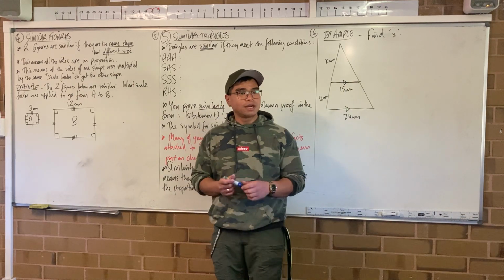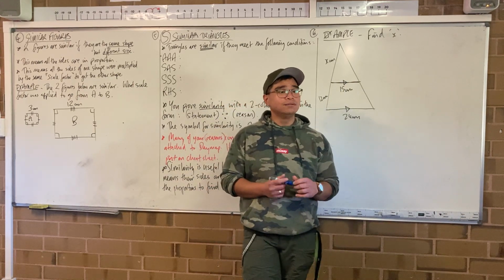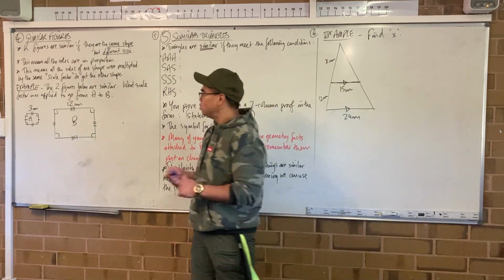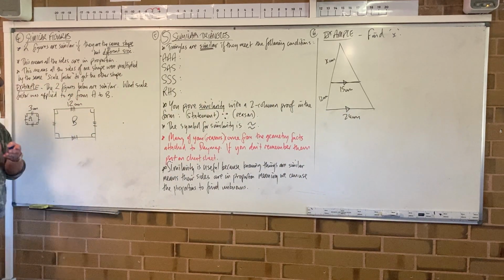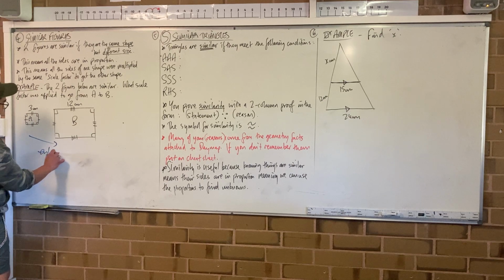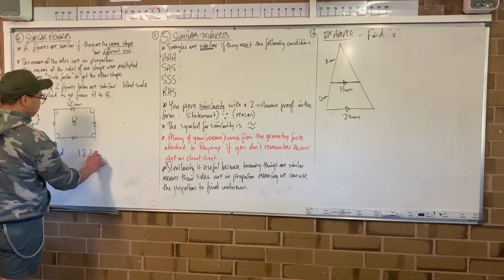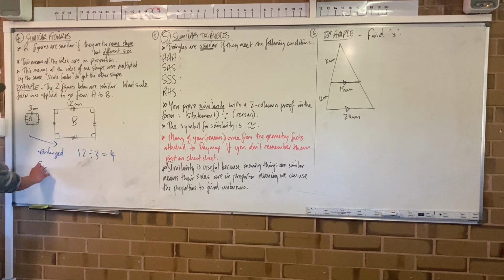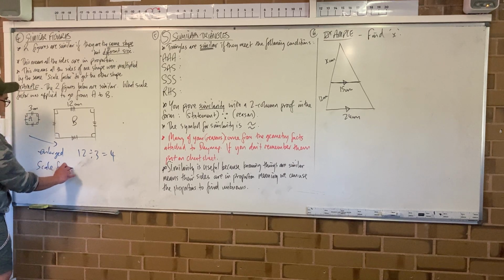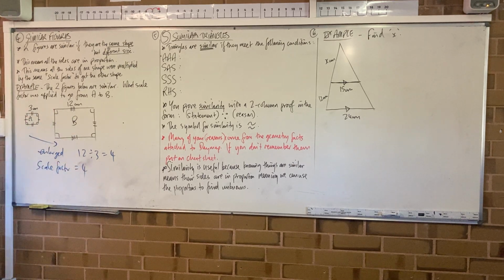Good. See how you worked that out? How did you work that out in your head? The other way you could do it is go, well, what happened to this? Did it get enlarged or did it get reduced? It got enlarged. 12 divided by 3 is equal to 4. So what was the scale factor? Scale factor equals 4 because I multiplied all the sides by 4.